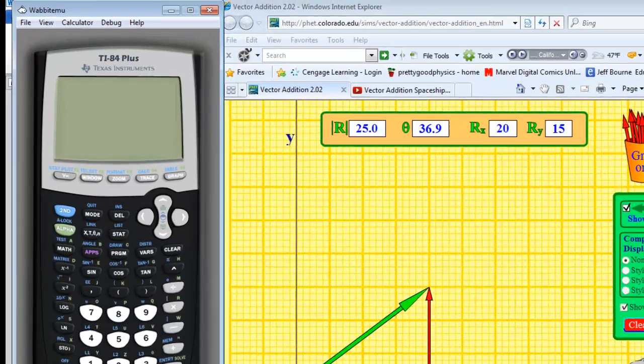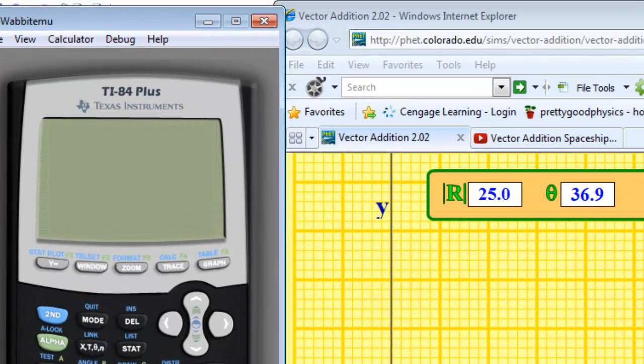So if I turn on my calculator and use the Pythagorean theorem, that would be the square root of 20 squared plus 15 squared. And there's my resultant of 25.